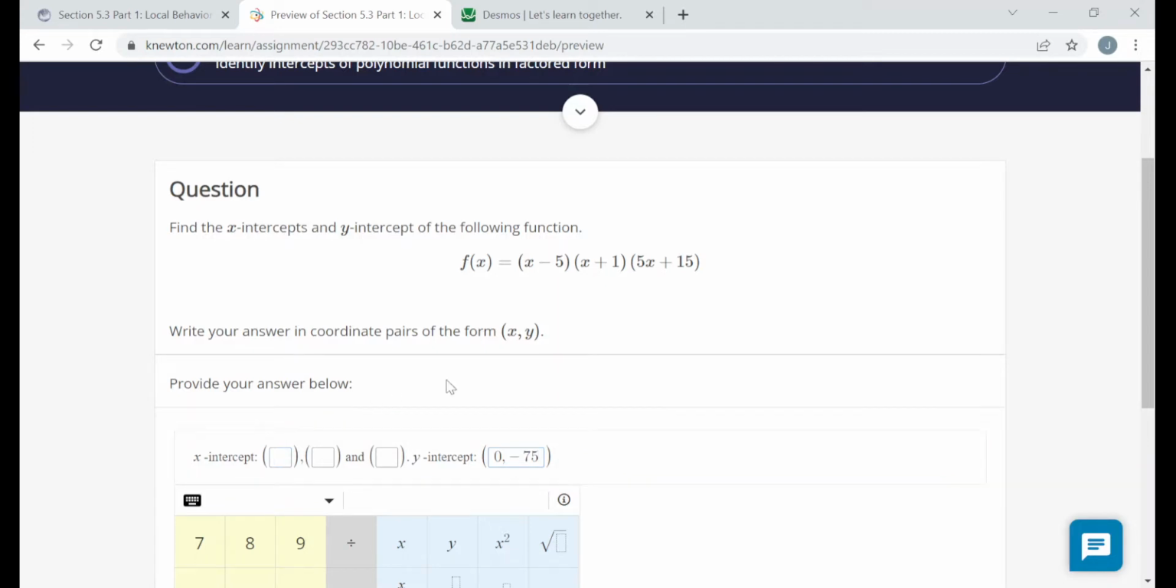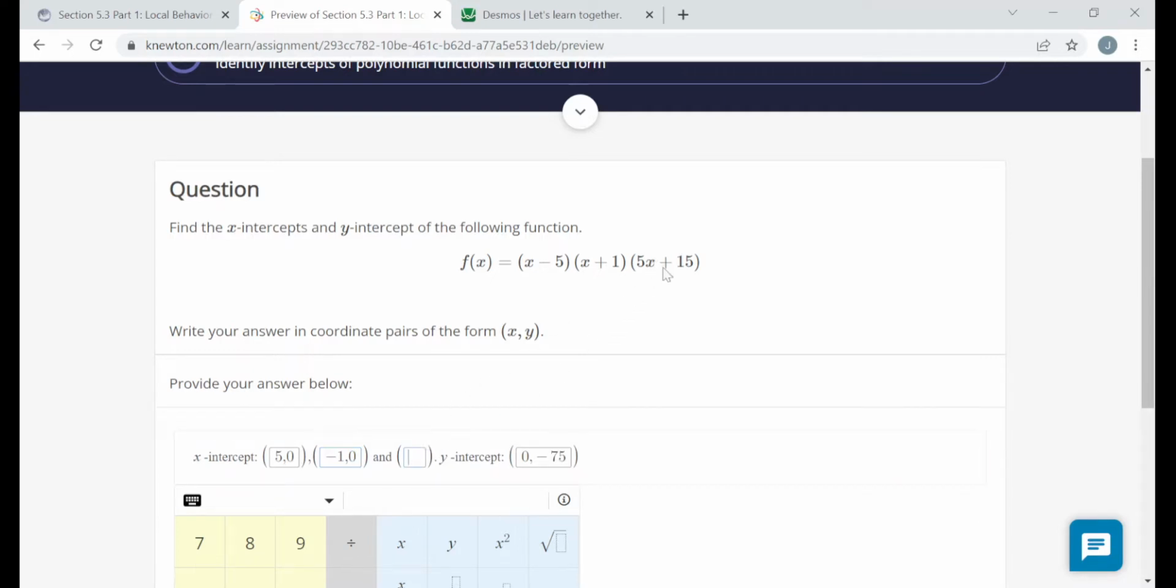And then the x-intercepts are even easier, right? You're setting this whole thing equal to 0. When is the output 0? And then apply that zero product property. X minus 5 is 0 when x is 5. So 5 comma 0 would be an x-intercept. X plus 1 is 0 when x is negative 1, right? So negative 1 comma 0 would be another x-intercept.